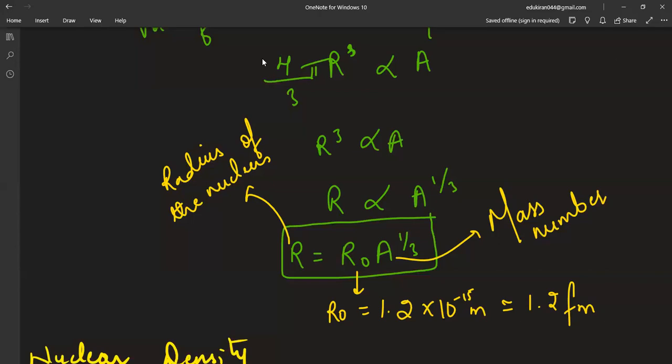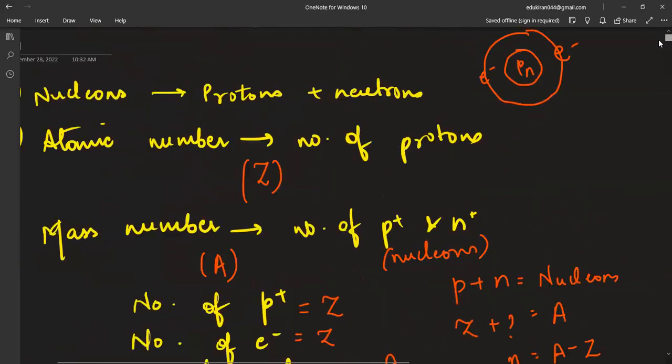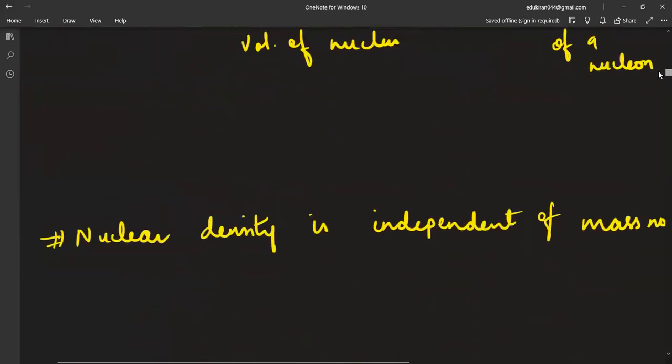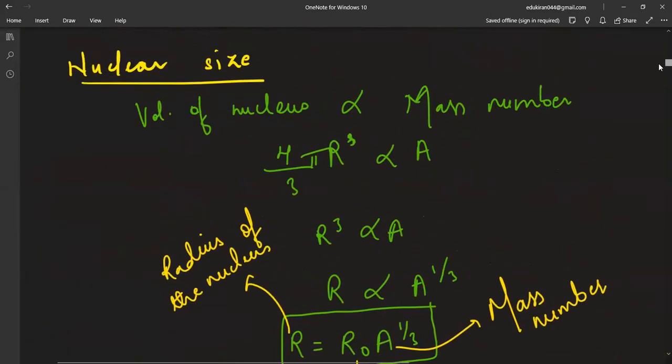Yes, class. So yesterday we had completed this portion of nuclei. Completely, we didn't complete it. Let's do the rest of the portion. So initially we had seen the basics of it, the concept of protons, neutrons and all. And then I told you about the nucleus size: the radius of a nucleus is directly proportional to the mass number.